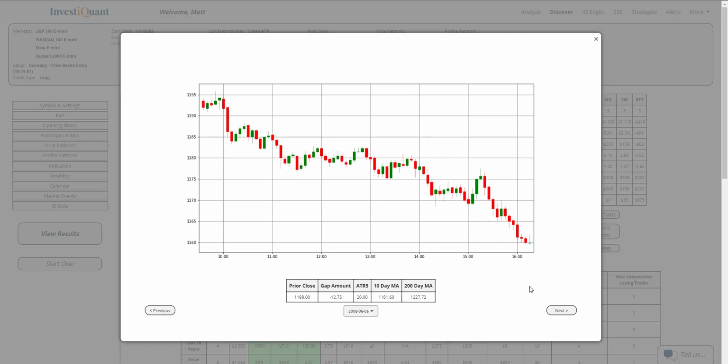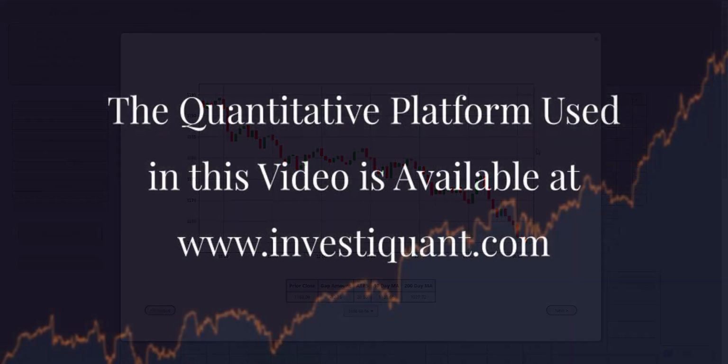And then 2008. That is a long time ago. That one just sold off straight into the close. So this is the only losing example. The others saw some pops up into the close.